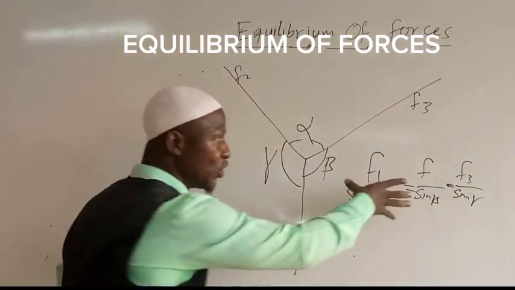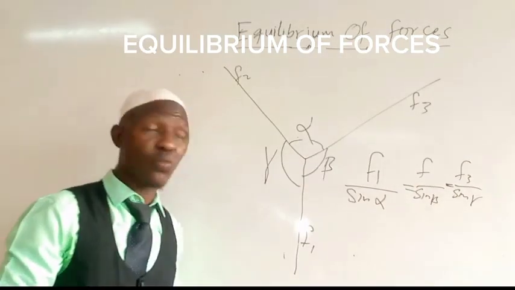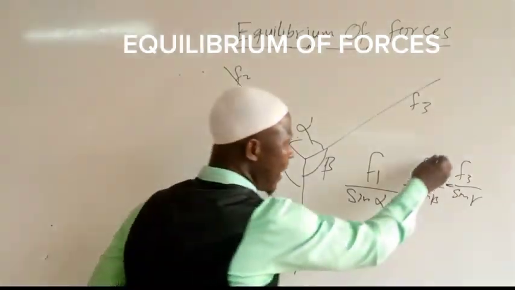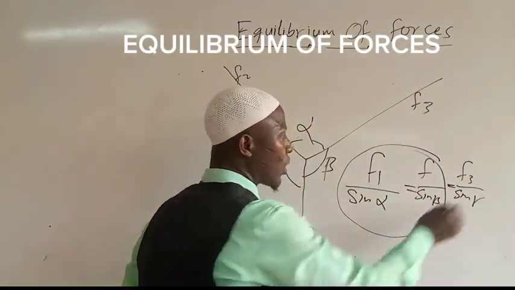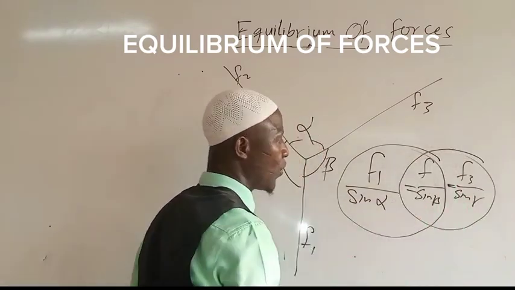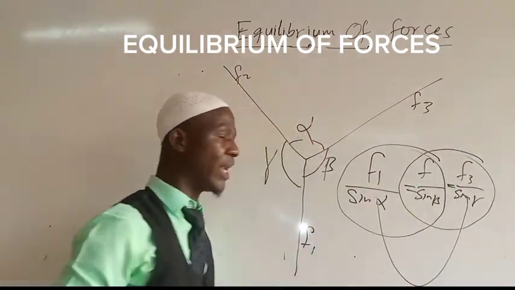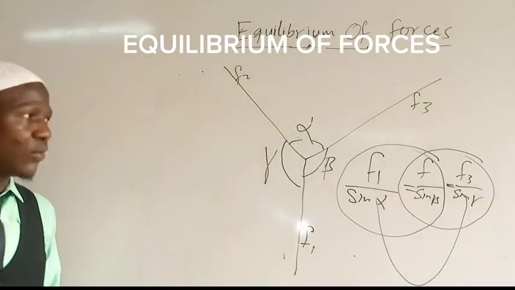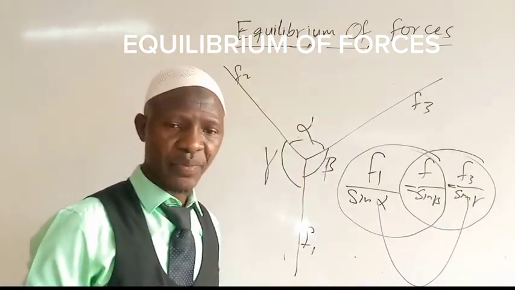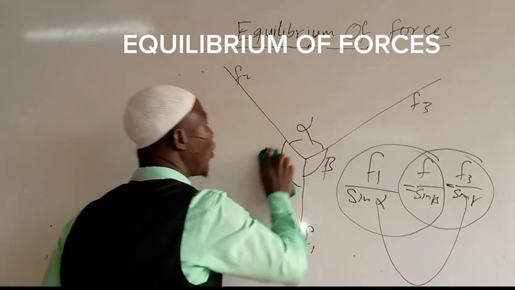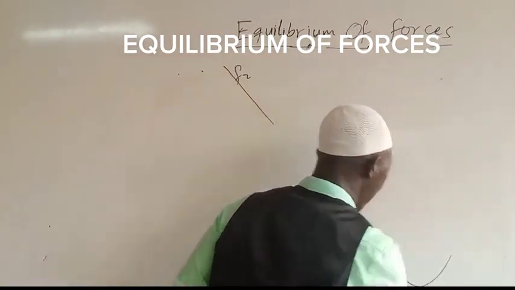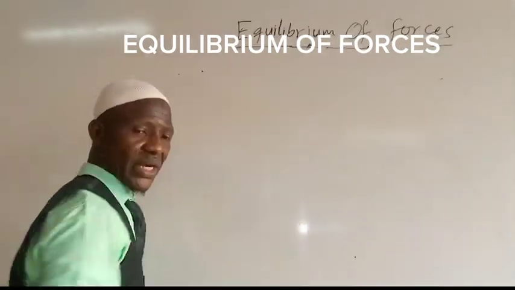So out of it, you can use the three at the same time, depending on what is given. You can combine this and this together, you can combine this and this together, while you can still combine this and this one together for you to determine your unknown value in the diagram. Now, if you are asked to use it to form a triangle, it's very simple.